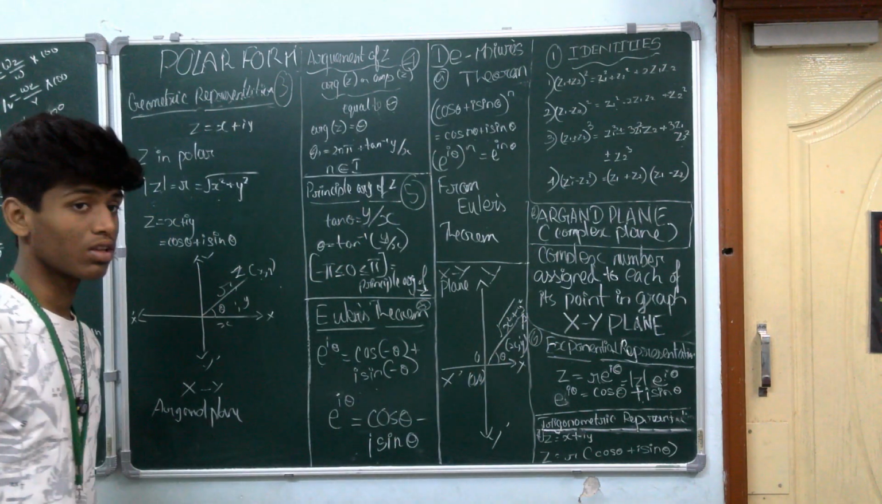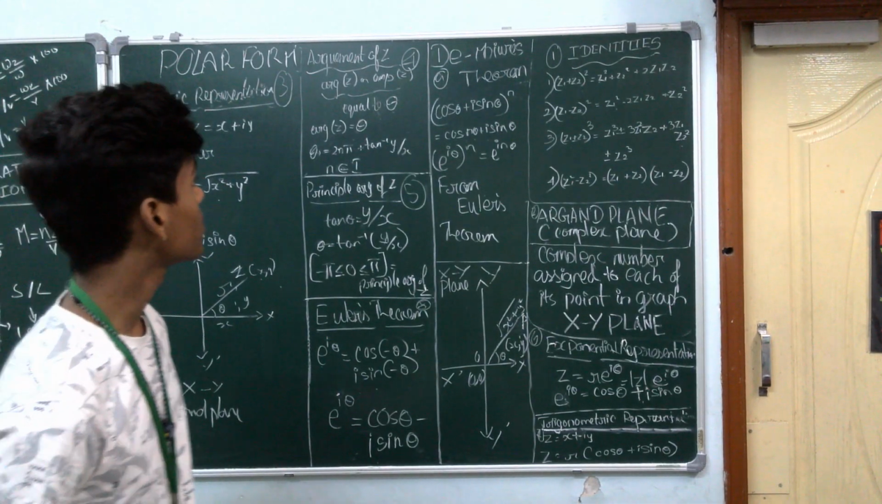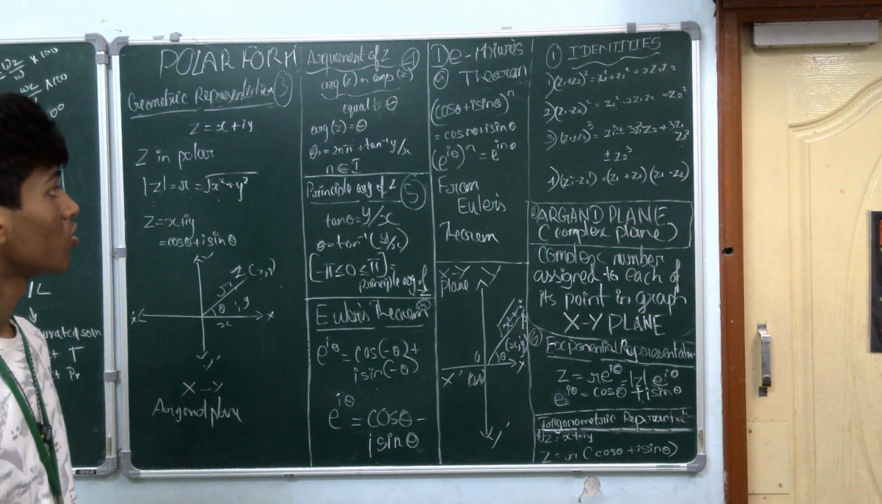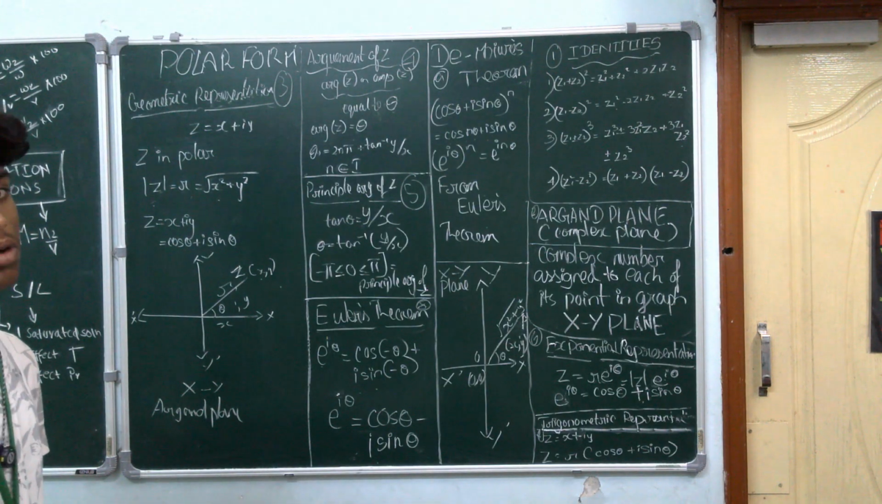Okay, good. What do you mean by argument? Argument is nothing but the theta, the angle in the Argand plane, the angle subtended by the complex number, which represents the complex number in trigonometric values.